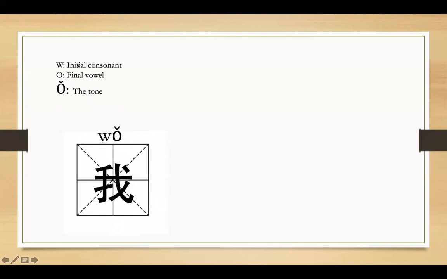Combining the initial consonant plus the final vowel and the tone, it is 我. One more time. W is the initial consonant, which is 声母, and the vowel is o, really similar to the letters in English, right? Combine together, wo, and add the tone, 我, the third tone, pronounced like this: 我.